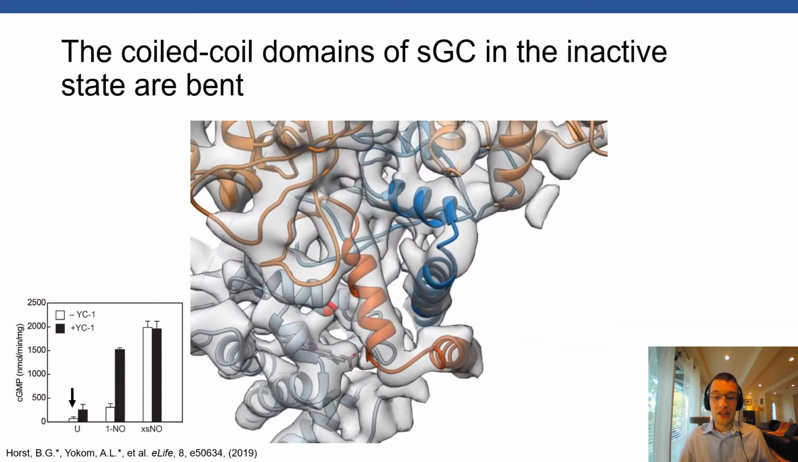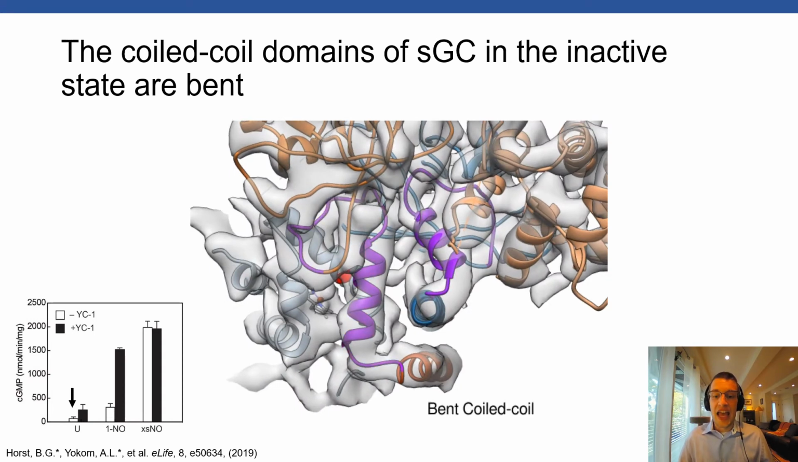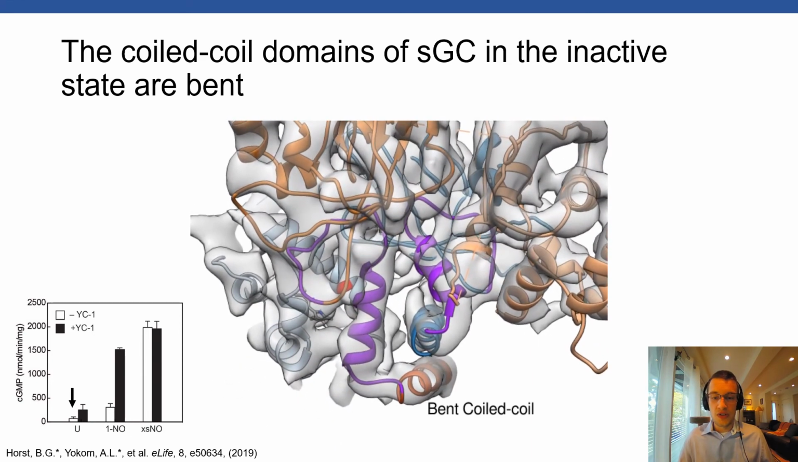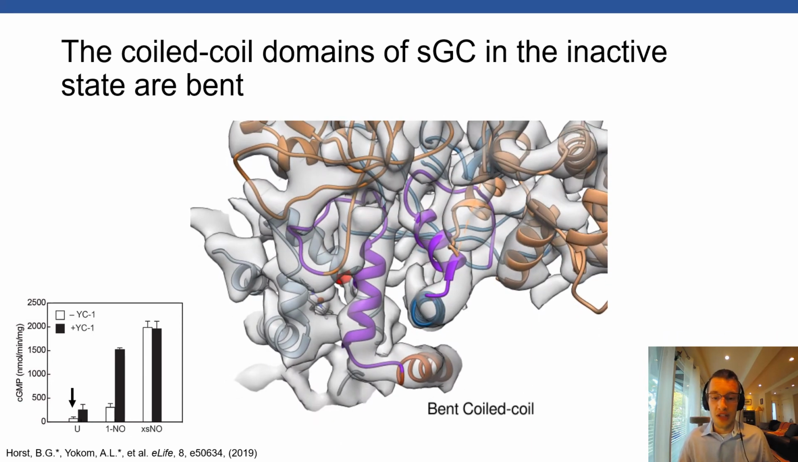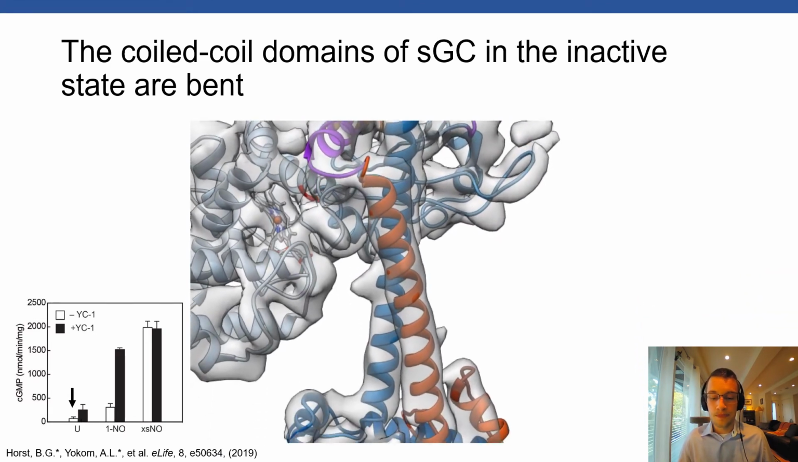Surprisingly, when we looked at the back of SGC, the coiled coil domains were bent, and we really had no prior knowledge of this. This is the first time that we had a view of this, and so potentially this could be important for the signaling mechanism.